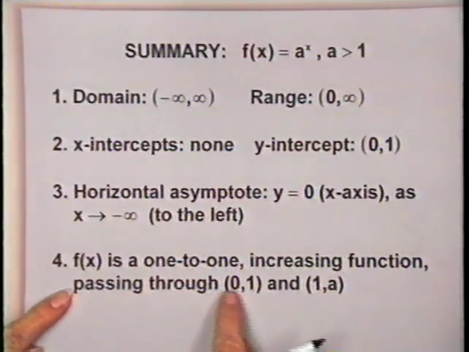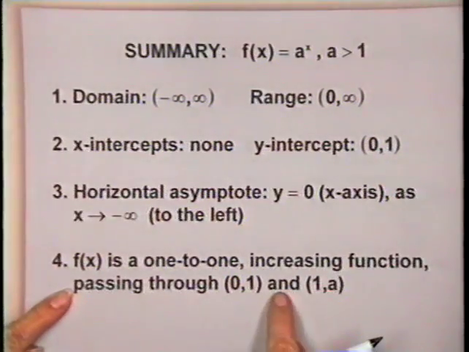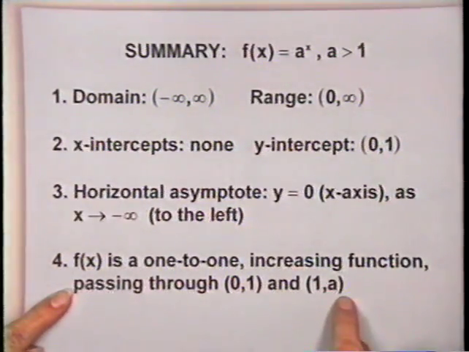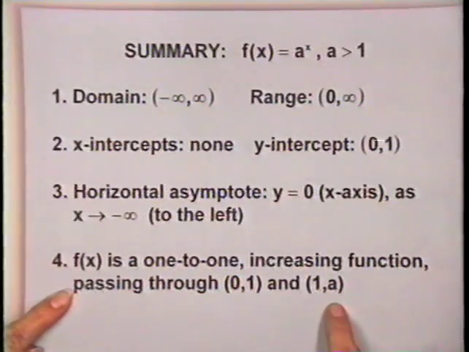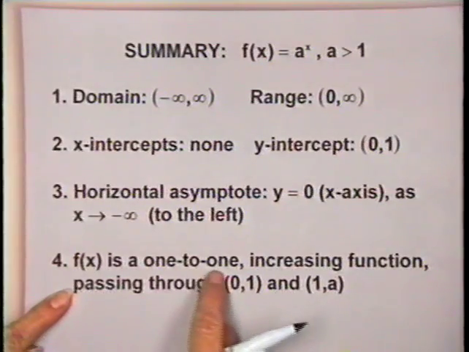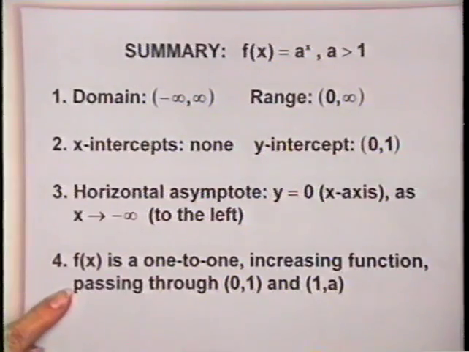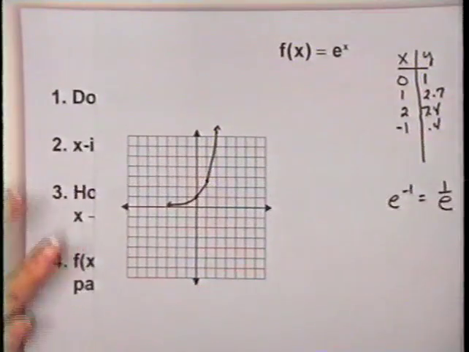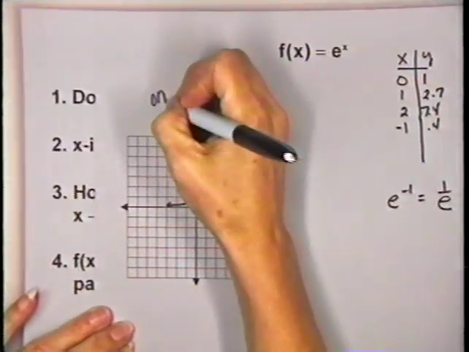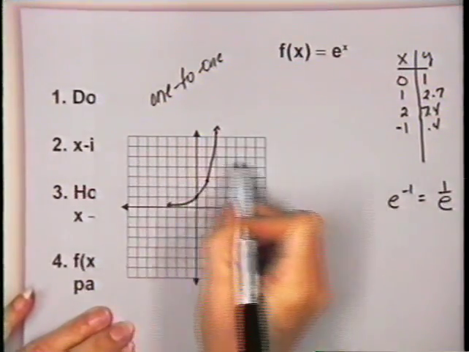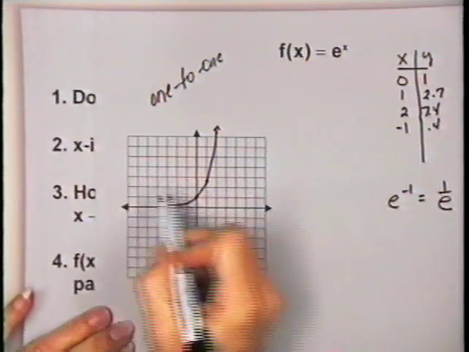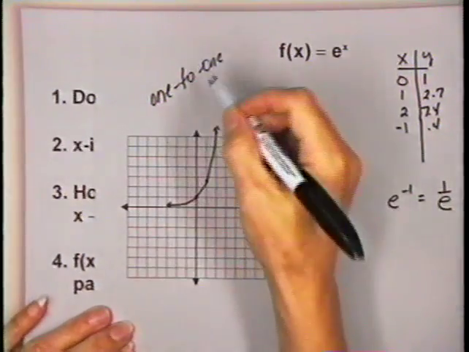Now, I've also said f of x is a one-to-one increasing function. It passes through (0, 1), which we've already talked about, and also (1, a). Of course, if x is 1, a to the 1 is just a, isn't it? So that's an easy point to find. Let's review this idea. One-to-one means not only does each x have one y, but also each y has one x. I'm going to just put this graph back up here. Remember, to check for one-to-one, you can use the horizontal line test. If you pass horizontal lines through this graph, it will cross the graph only one time, so it is one-to-one.